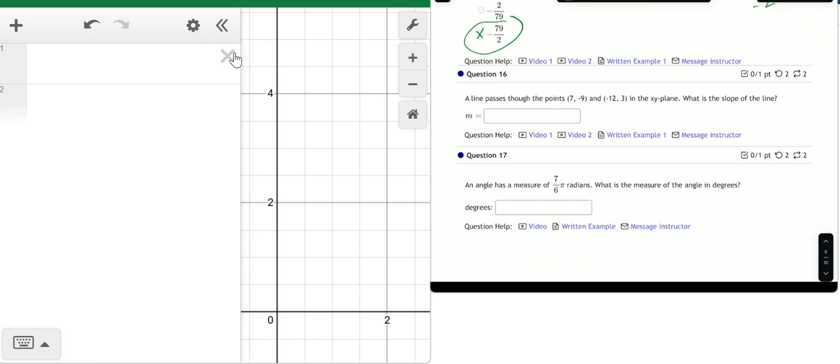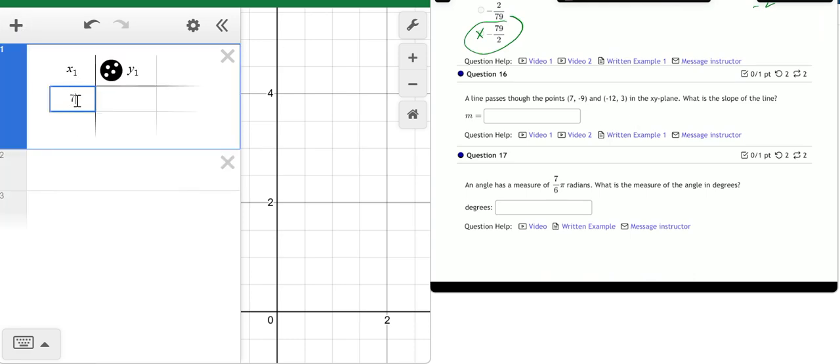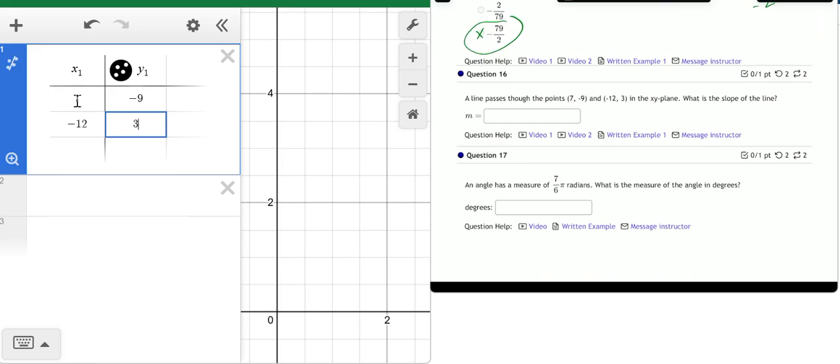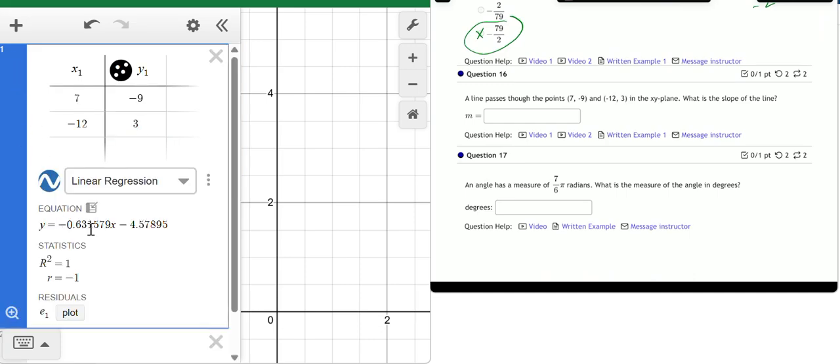All right, last couple questions here. The first one's 16. This is one where, once again, if we just build it in our table, we have 2 points. It's a linear equation, so that's all we need. So 7, -9, -12, and 3. Hit the regression. All we need from this is this part right here. So that is our answer. You can put it in there as a decimal. -0.631579. So that is your slope.